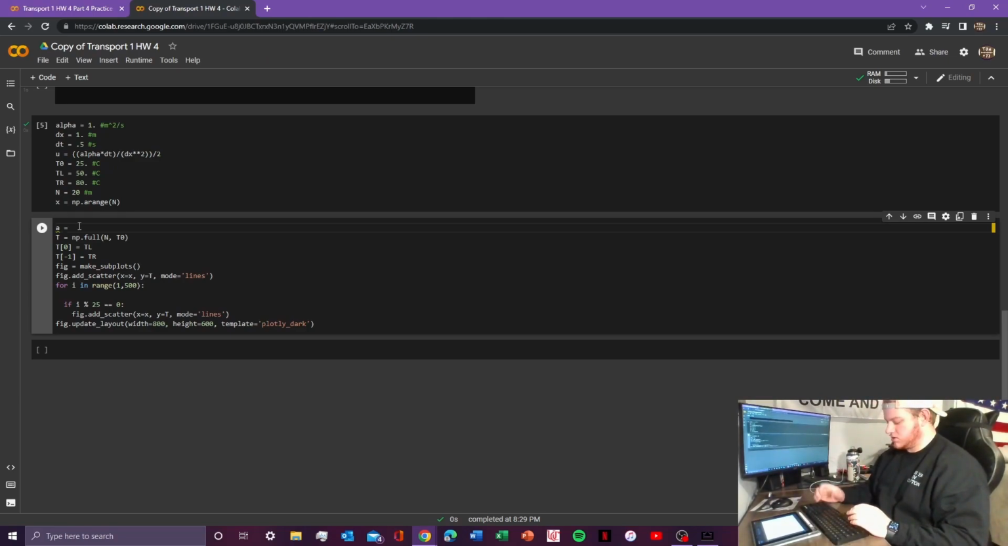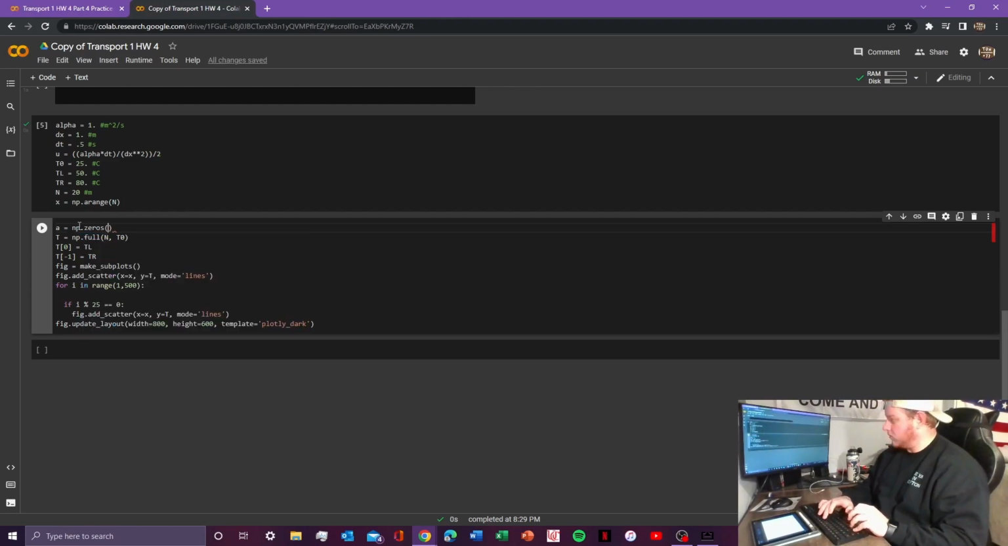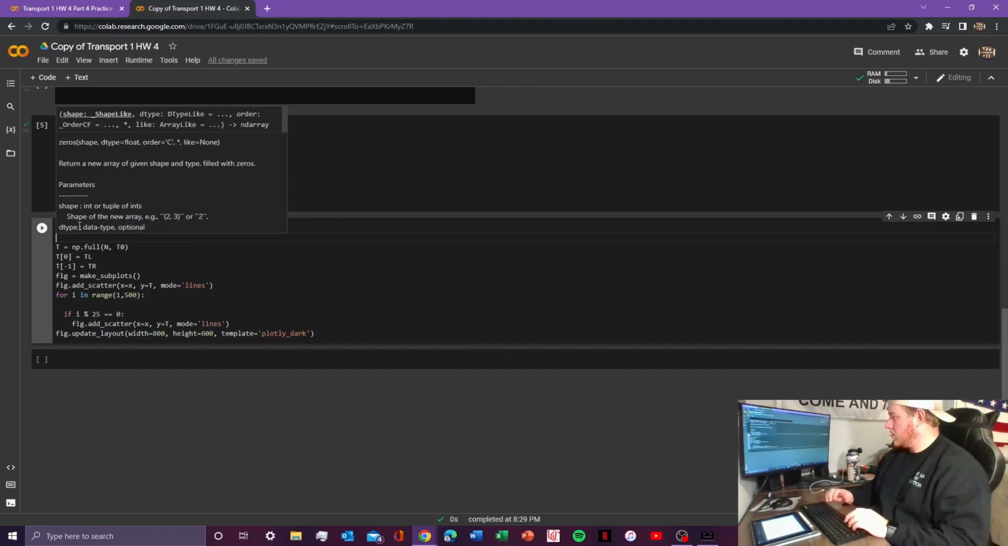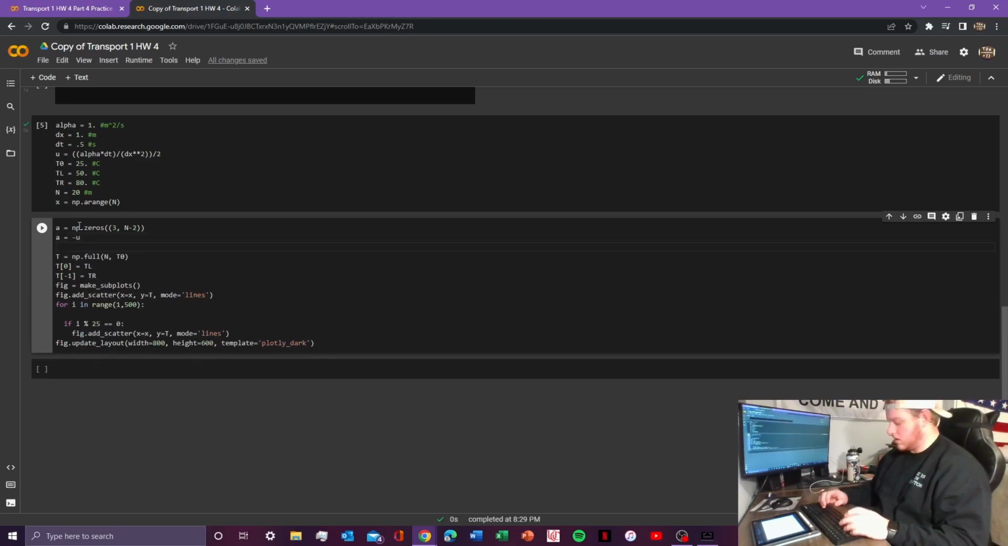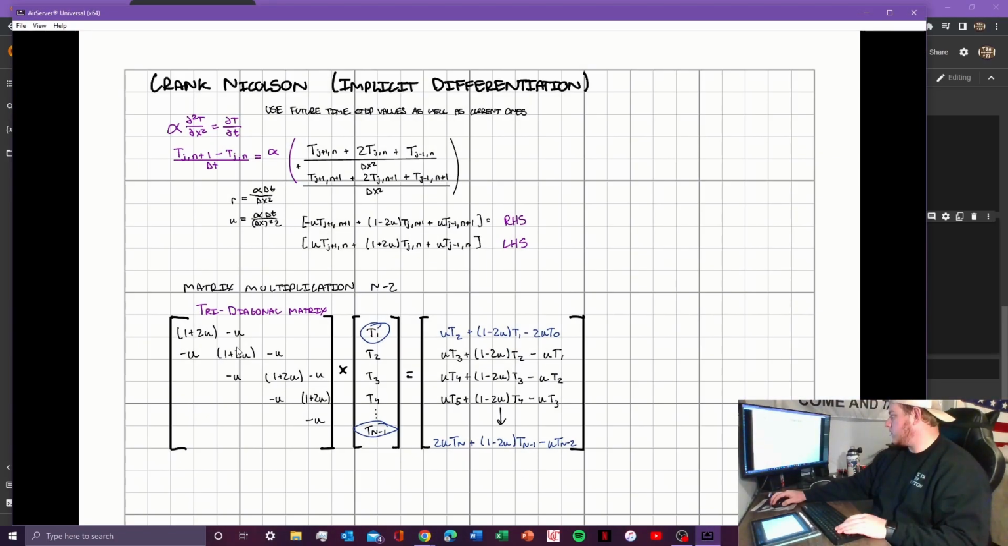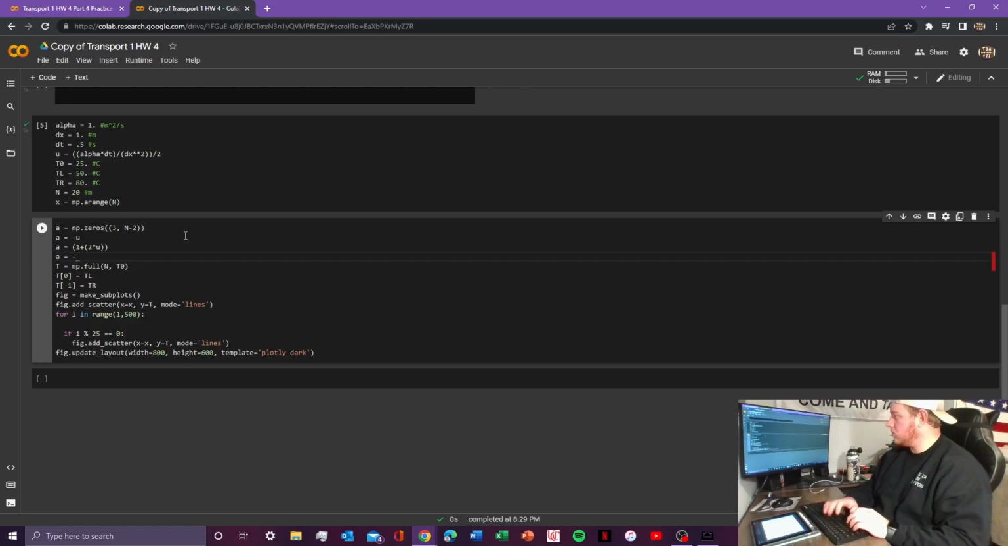So A is going to be our tridiagonal matrix here. We're going to start with zeros. We have 3 diagonals, and they go up to n minus 2. So we have one diagonal that's negative u. Another diagonal, what was our other diagonal? It was 1 plus 2 times u. And a third diagonal that was again negative u.